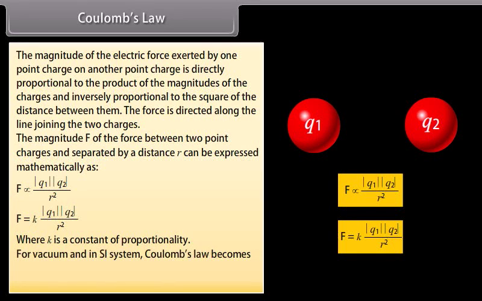For vacuum and in the SI system, Coulomb's law becomes F = (1 / 4πε₀) × |Q1| |Q2| / r².